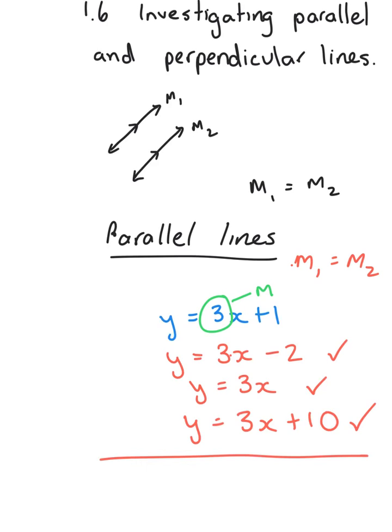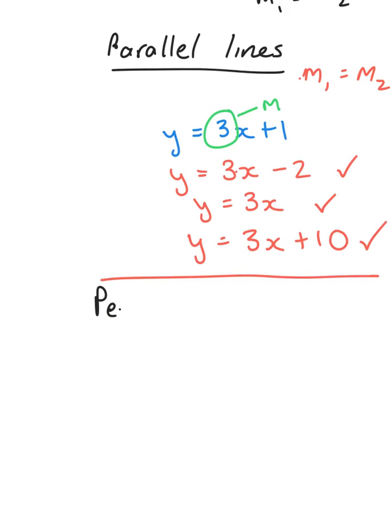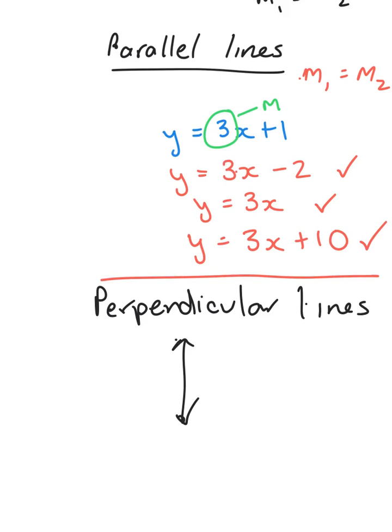How about perpendicular lines? Perpendicular lines meet at right angles. So here's one straight line. The line perpendicular to that would meet it at a right angle. When two lines are perpendicular, the gradient of one multiplied by the gradient of the second is equal to -1.